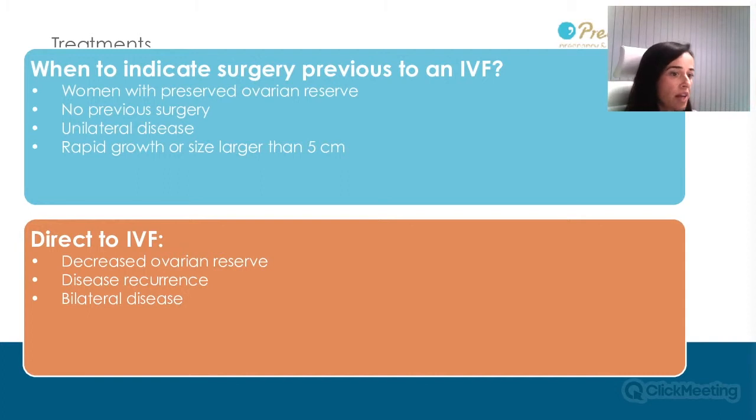But when do we go direct to IVF? Or why do we suggest to go direct to IVF? Well, in women with a decreased ovarian reserve, so in women with more than 35, 38 years old, or who have a very low anti-Mullerian hormone, in women with a disease recurrence, who have a previous surgery, or women with bilateral disease. In these cases, it's better to go direct to IVF because the pregnancy rates will not improve with the surgery, and we are only delaying the treatment.